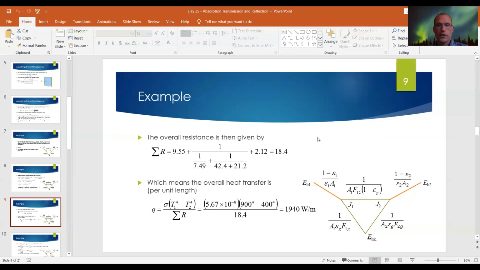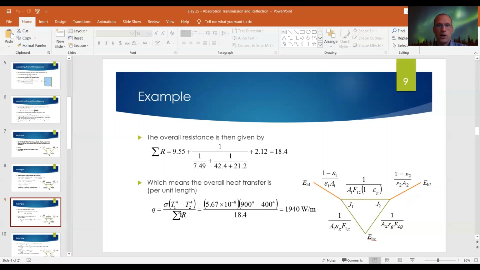Now I can find my overall resistance. There are two ways I can get from object 1 to object 2. I have to go through this line, so 9.55. Then I have a choice to go either through this line, 7.49, or through both of these lines, which is 42.4 plus 21.2. So my parallel network has this option or this option. Once I get there, I again have to go through this line, which is 2.12. So there's my overall resistance of 18.4.